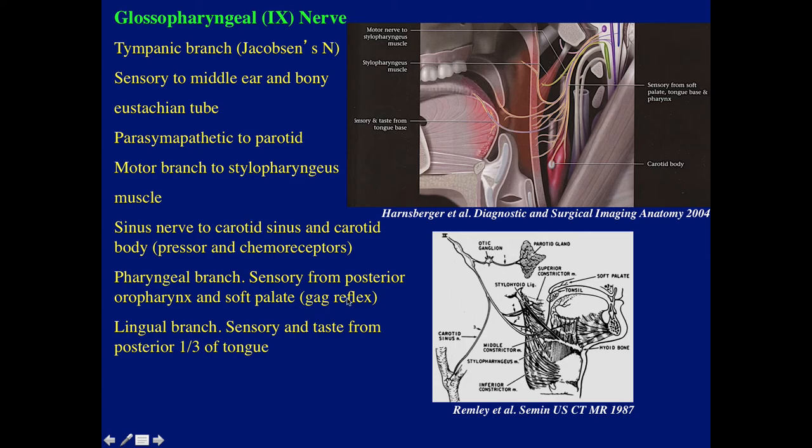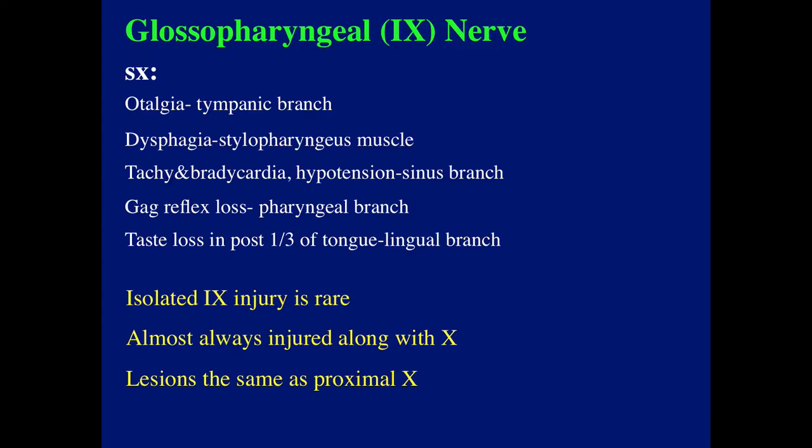Then there's a pharyngeal branch for the gag reflex to the soft palate. And then there's a lingual branch, sensory and taste, from the posterior third of the tongue. So a tremendous amount of function on this small nerve, but unfortunately there's very little that we can see in neuroradiology relating to all these functions so far.